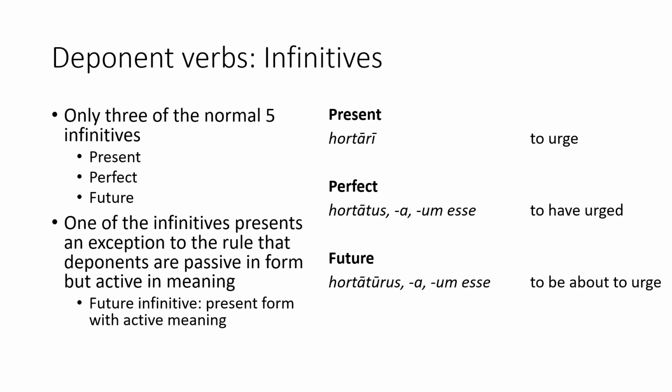Infinitives present even more oddities than the participles. As you'll recall, there are normally 5 infinitives: present active, present passive, perfect active, perfect passive, and future active. Deponents, since they are passive in form but active in meaning, should in theory only have present active and perfect active, but with passive forms. However, they also have a future active, which is a present form with active meaning. The three infinitives of hortor are as follows: hortari, to urge, in the present; hortatus esse, to have urged, in the perfect; and hortaturus esse, to be about to urge, in the future.